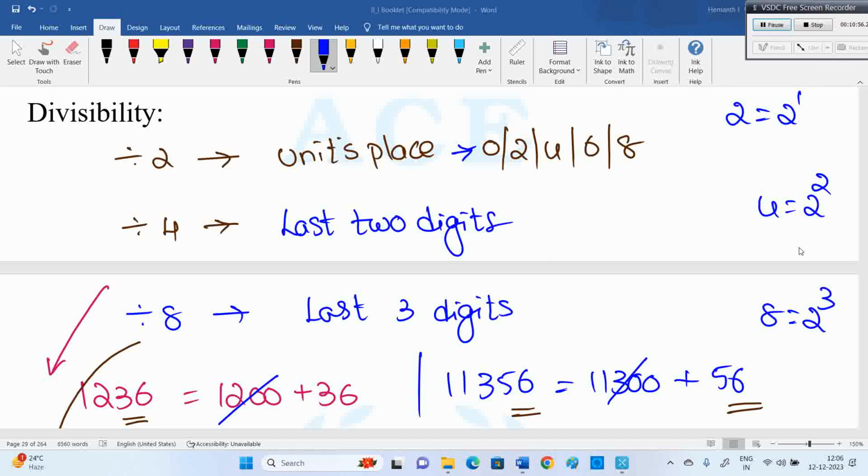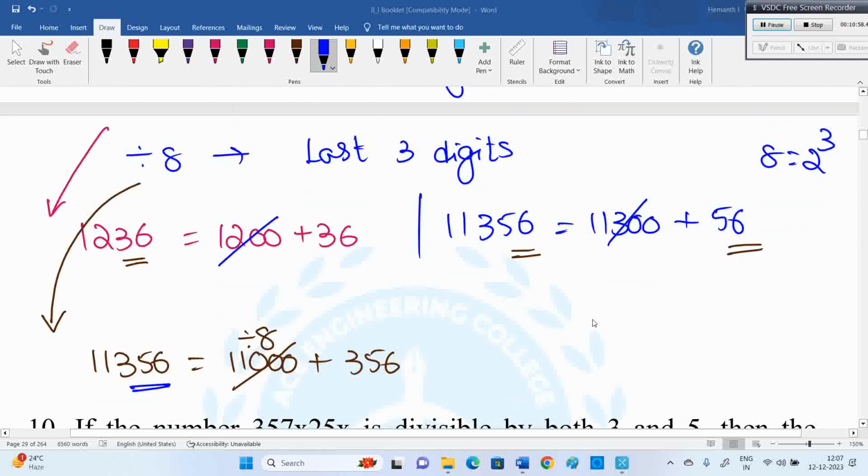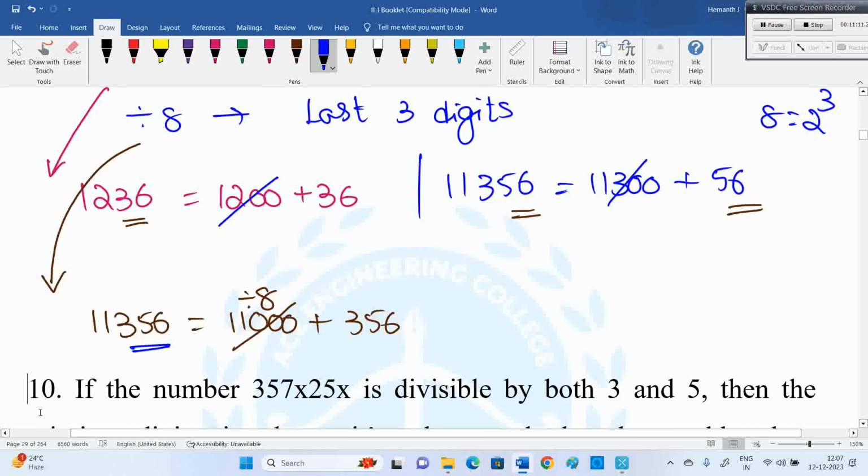So divide by 2, 4, 8 and find 16. It's not required as per exam point of view. Next we need to focus on 3 and 9, the multiples of 3 related. Generally they're asking 3 and 9 only. Divisibility related to 3 and 9.